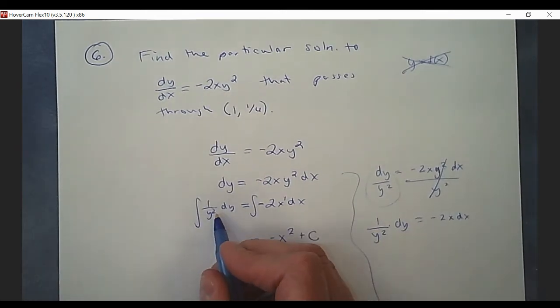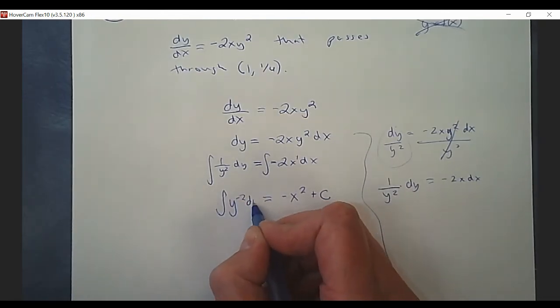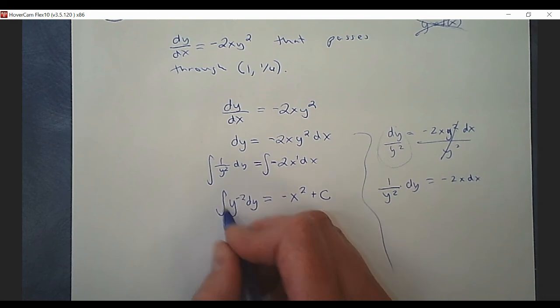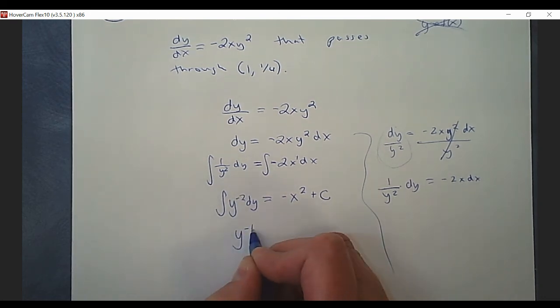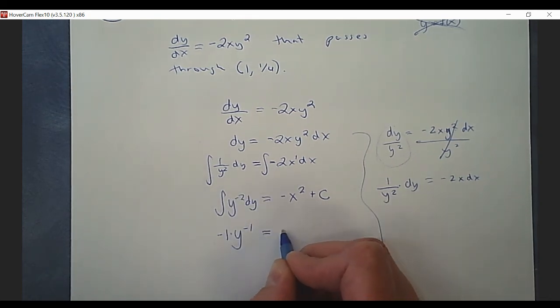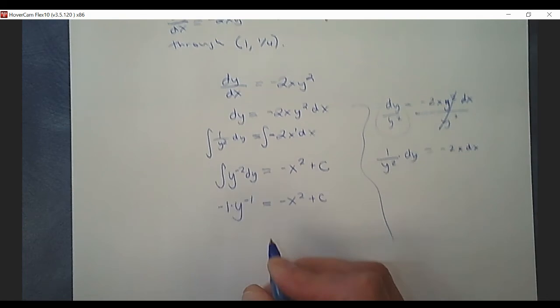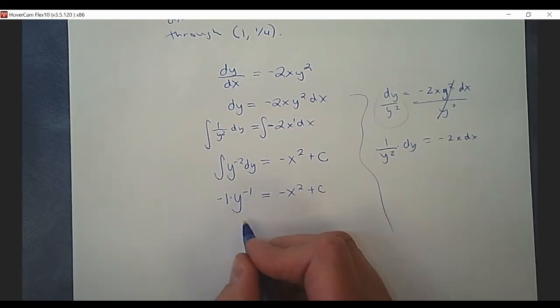And then for this side, I have trouble finding the antiderivative when it's in this fraction form. So I'm going to rewrite this as a negative exponent. And then I can go ahead and reverse the power rule. So I'm going to increase the exponent by 1 and divide by the new exponent. So I'm going to have a negative 1 out front. You can just write negative, but I went ahead and wrote negative 1 out front. And this is the general solution. If you were just looking for the general solution, this is fine.